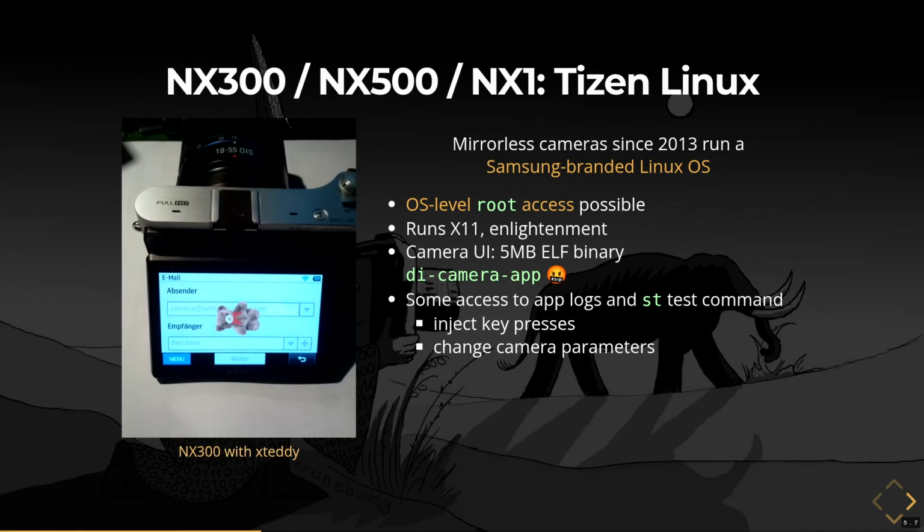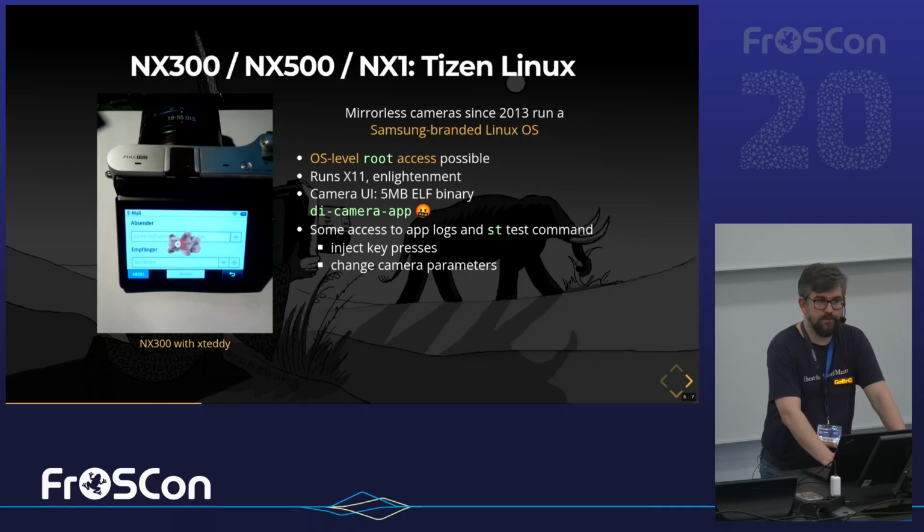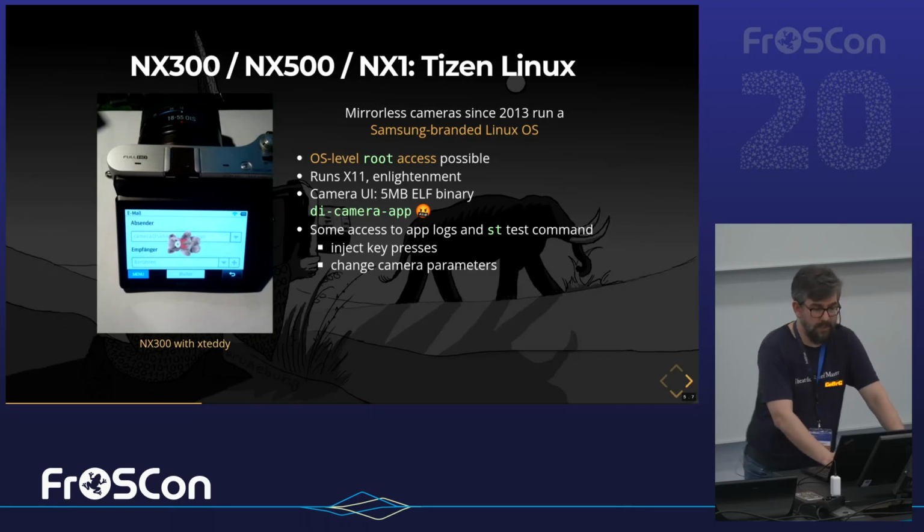Starting in 2013, the high-end models released by Samsung, like the ones here on the table, have been implementing Tizen Linux as the underlying operating system. So today you might know Tizen from Samsung smart TVs, but back in the 2010s it was used for smartphones, for TVs already back then, and also for cameras. And it was rather straightforward to get root level access to the operating system. So it was possible to install Telnet, to install SSH, FTP, whatever you wanted.